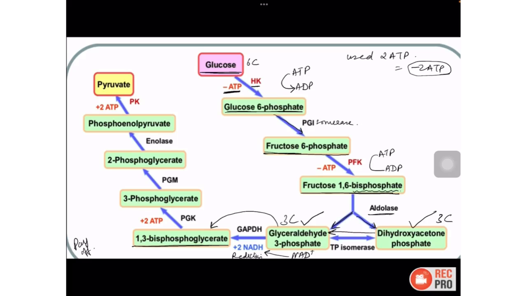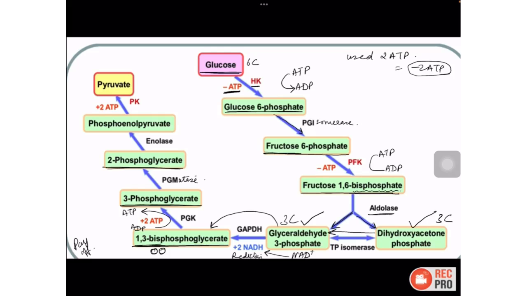This 1,3-biphosphoglycerate will form 3-phosphoglycerate, right? And here what will happen? Phosphate will be removed from 1,3-biphosphoglycerate. That means ADP will be converted to ATP. We will obtain this one molecule of ATP, right? So 3-phosphoglycerate will now be converted into 2-phosphoglycerate, right? By the enzyme phosphoglycerate mutase, right?